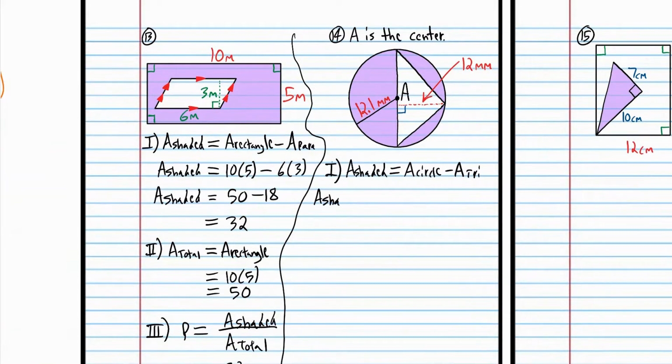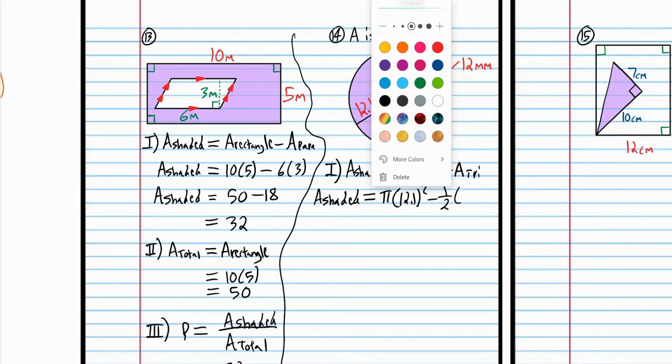So the area of the shaded region is equal to the area of the circle. Now, circle is pi r squared, and r we see over here is 12.1. So that'd be pi times 12.1 squared, minus the area of the triangle, and the area of the triangle is 1/2 base times height. But what is the base? Now this is a little tricky.